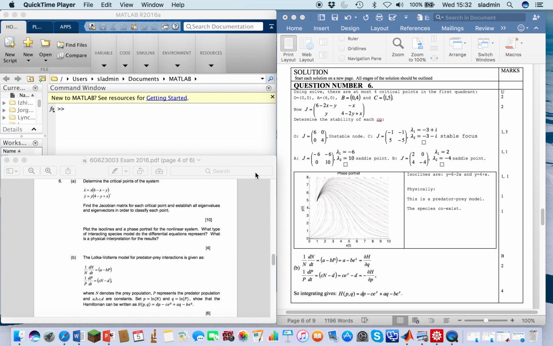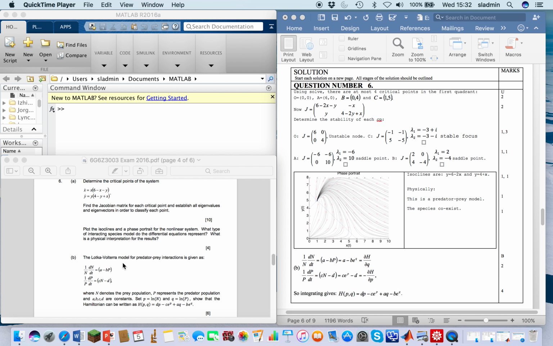6G6Z3003 Dynamical Systems and Chaos, question number 6. Question 6a, we need to determine the critical points and stability of this two-dimensional system. And we're told that this is an interacting species model. We want to determine whether it's a predator-prey or a competing or another type of species model.